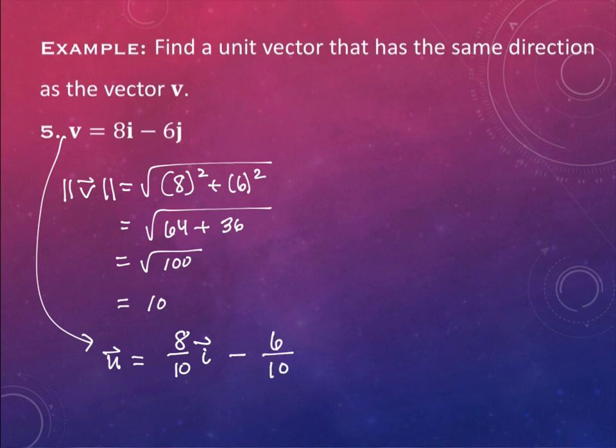Now, we don't have to rationalize, but what do we have to do? Simplify, right? So we're going to simplify whatever that looks like here. It doesn't include rationalization, but 8 and 10 both have something in common. So what will 8 over 10 reduce to? 4 over 5, thank you so much. 4 over 5i. And what will 6 over 10 reduce to? Yeah, 3 over 5j.